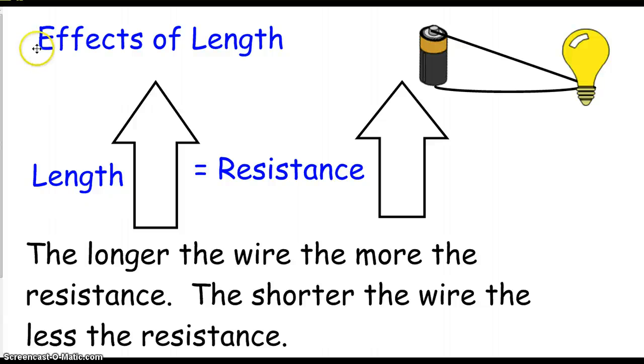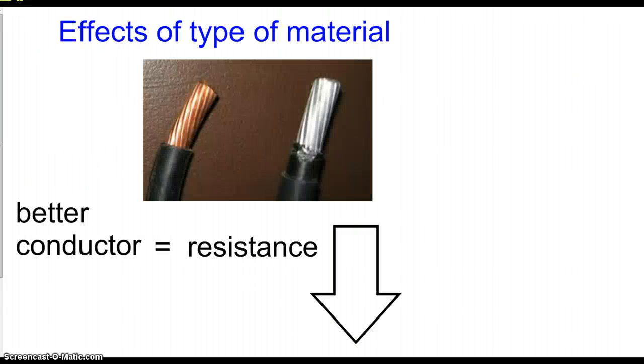All of these relationships today work in the opposite. Okay, it affects the type of material. We've seen this. There are better conductors that have less resistance, and worse conductors that have more resistance. Okay, so the better the conductor, the lower the resistance. The worse the conductor, the greater the resistance.